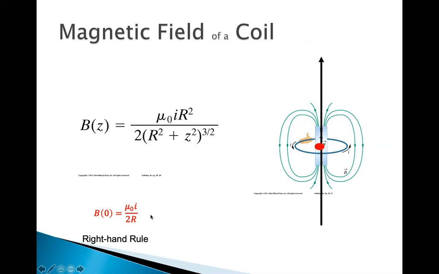In the special case when z is 0, so if we want to know exactly what's the magnetic field at the center point of the loop, then B of 0 here represents the center of the current loop, equals mu0 times I divided by 2r. R is the radius of the current loop. If we apply the right-hand rule, we can get the direction, which is pointing upward. So this is the magnetic field of a coil.